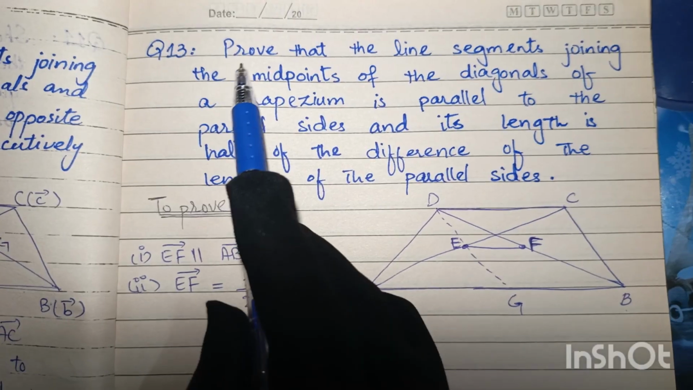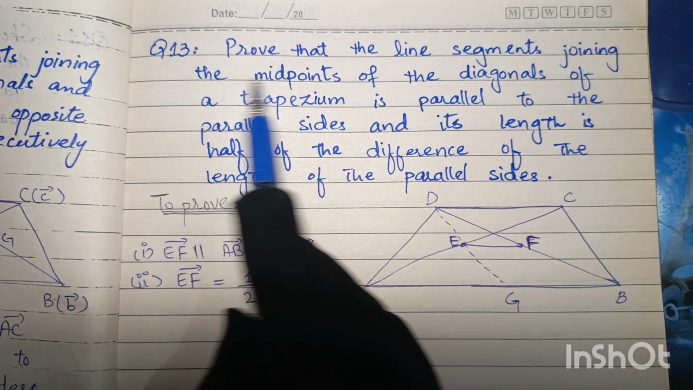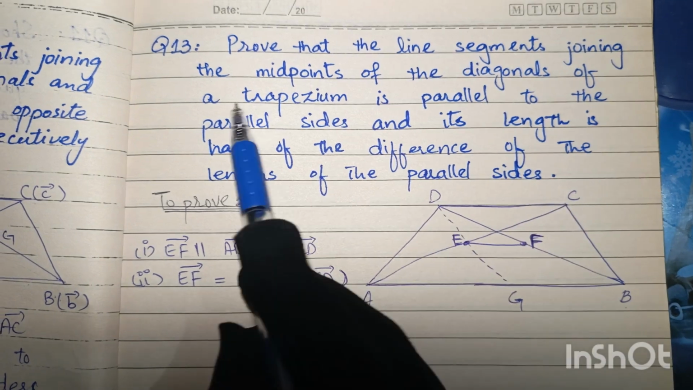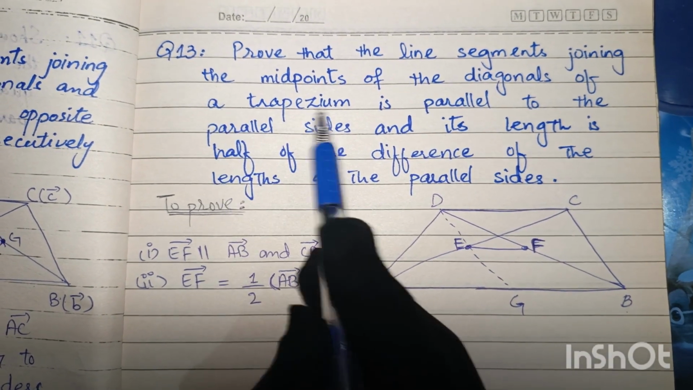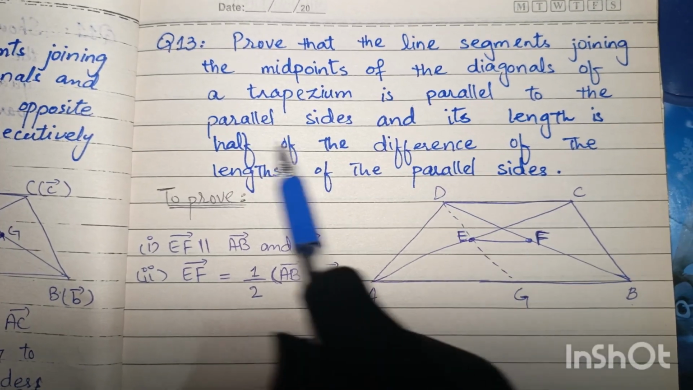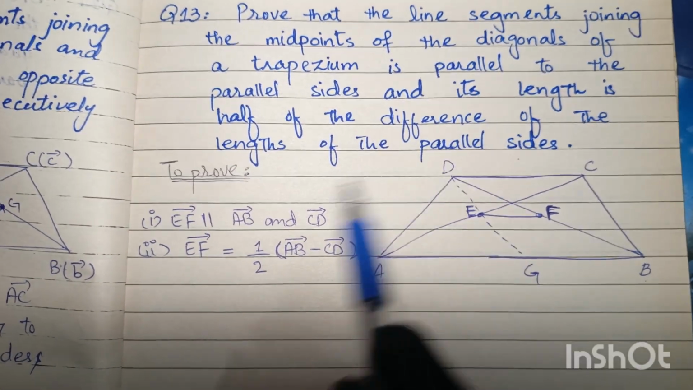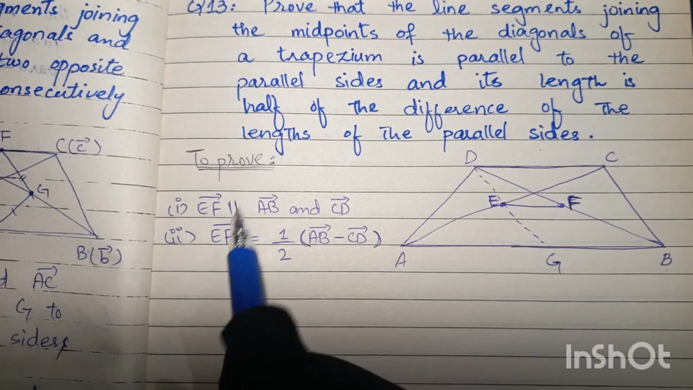In question number 13, we are asked to prove that the line segment joining the midpoints of the diagonals of a trapezium is parallel to the parallel sides, and its length is half of the difference of the lengths of the parallel sides. So in mathematical form, we have to prove two things here.